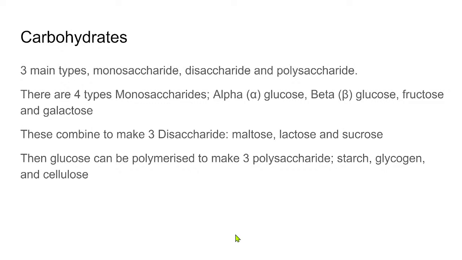So to start off with, we have carbohydrates. You've got three main types of carbohydrates: monosaccharides, disaccharides, and polysaccharides. There are four main types of monosaccharides: alpha and beta glucose, indicated by the symbols there and there. Fructose and galactose are the other two. These will then combine to make three disaccharides, which we'll talk about later: maltose, lactose, and sucrose. And then glucose can be polymerized into three polysaccharides: starch, glycogen, and cellulose. Again, we'll talk about them later.